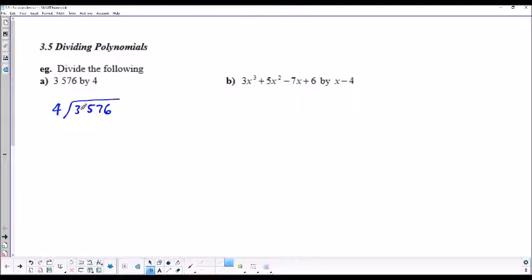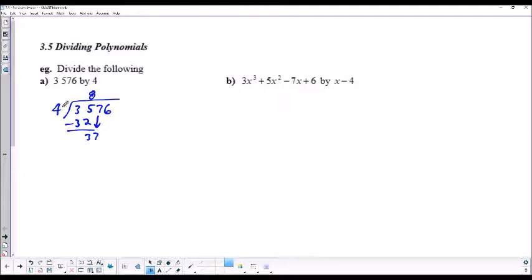So how many times does 4 go into 35? Well, 4 goes into 35 8 times, so I'll put that above 5. And then I do 8 times 4 to give 32, and then I'm going to subtract. And when I subtract this, I end up getting 3, bring down the 7.